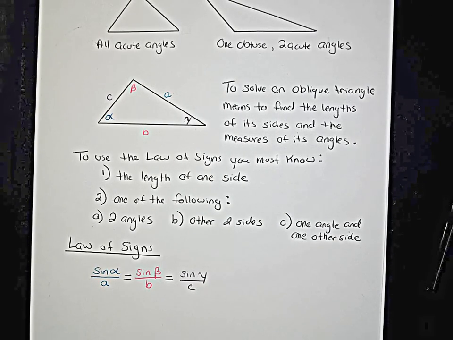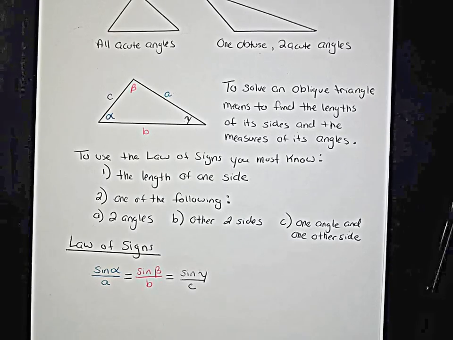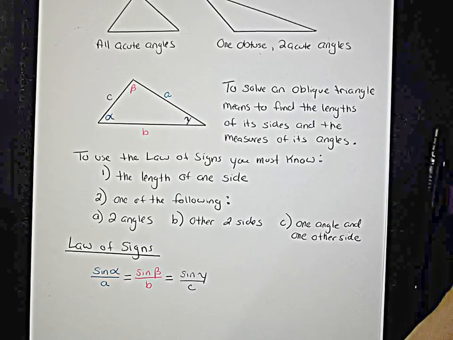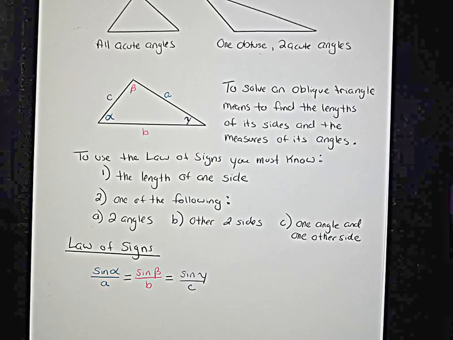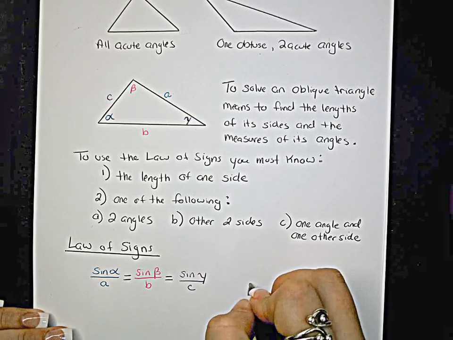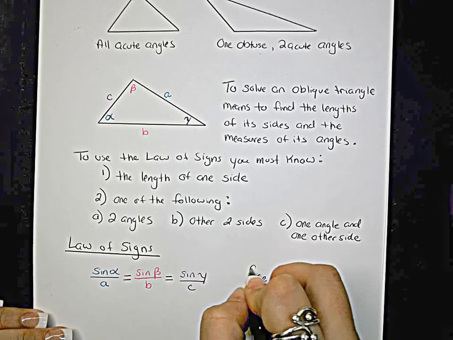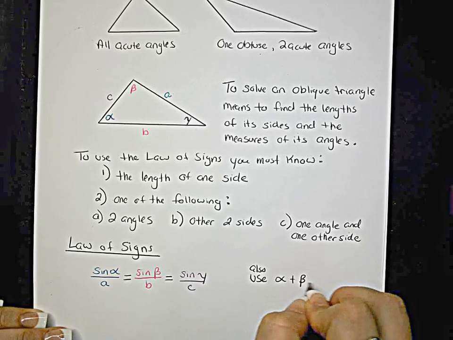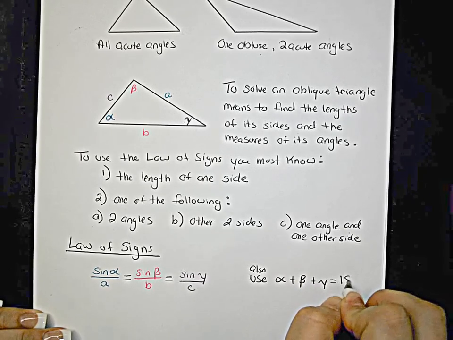So we're going to be setting up these proportions as we go along. In addition to this, we're going to be using the fact that the three angles of a triangle add up to what? 180. So you're also going to use that alpha plus beta plus gamma equals 180 degrees.